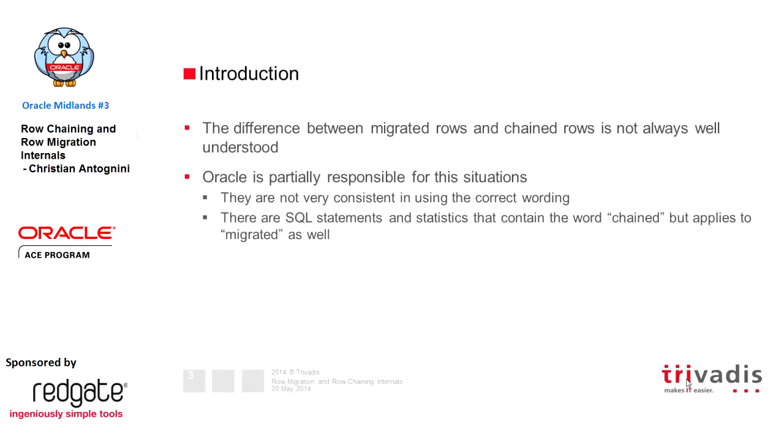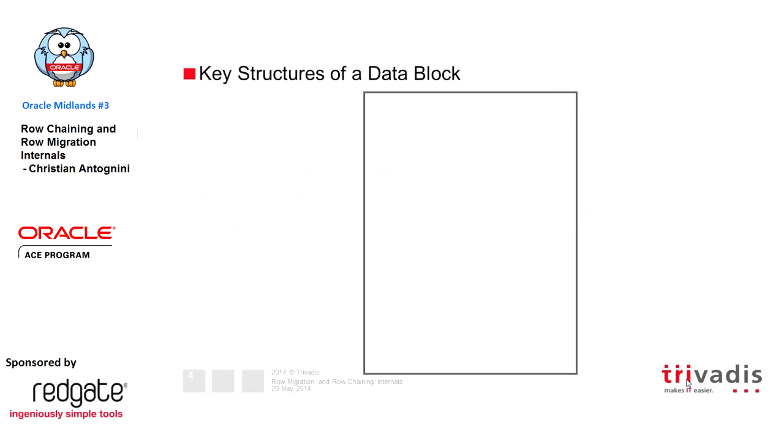At the end, I think a lot of people got confused by these two things, which are quite different, even though some of the problems they cause are similar. So I think it's nice to make an introduction to row chaining and row migration, and then explain in detail what they really are.